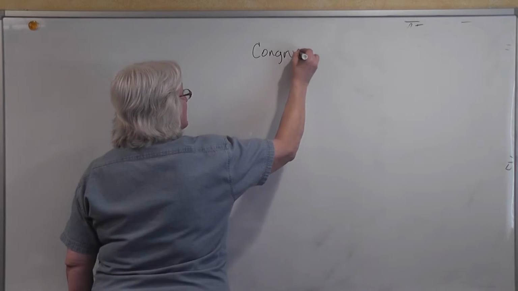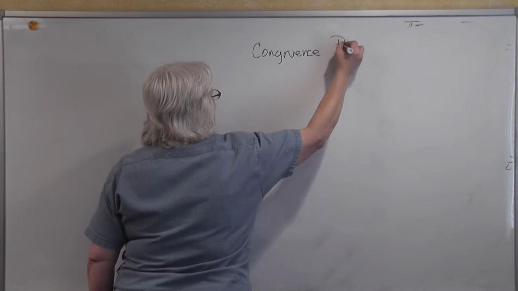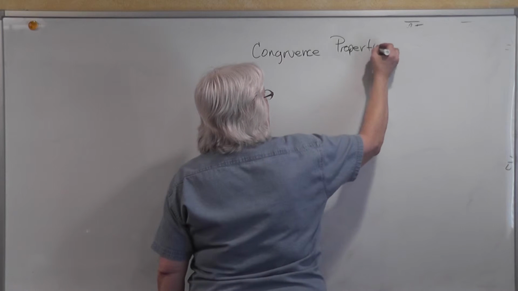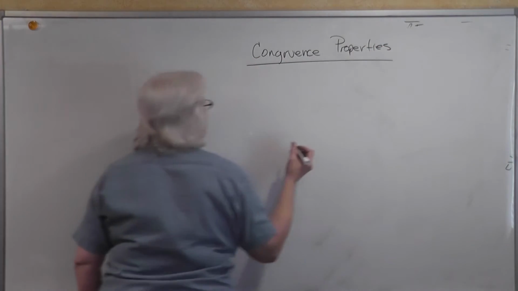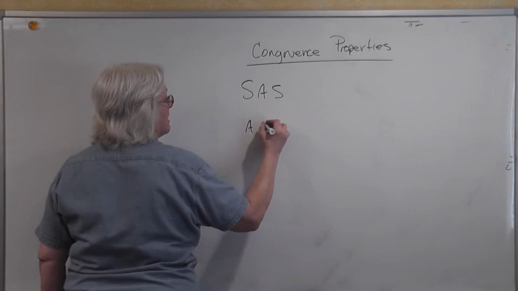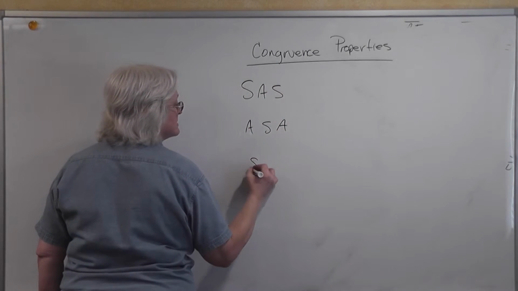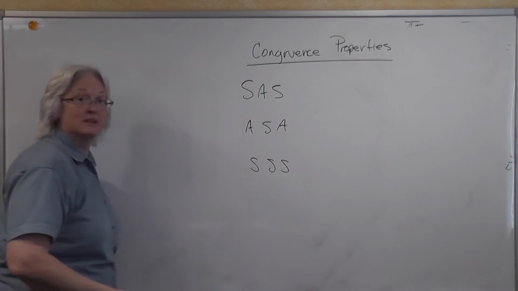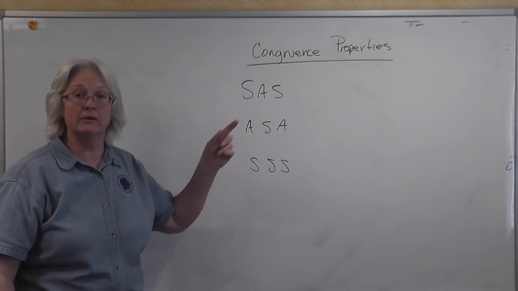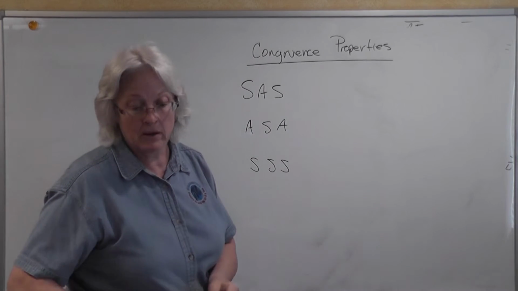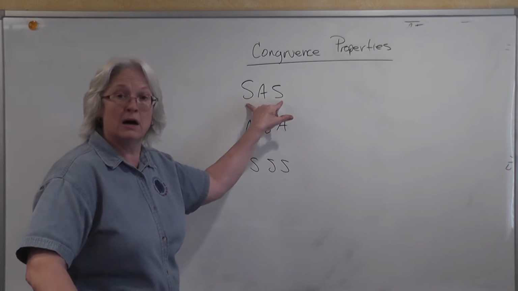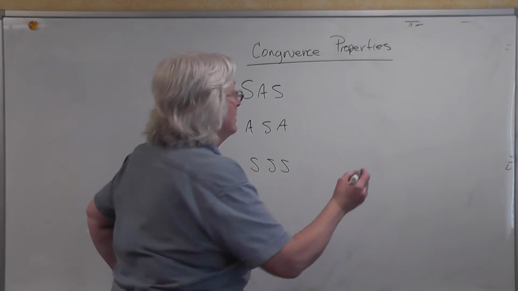And here's the shorthand for them. Congruence properties. This is how you determine if triangles have the same size and the same shape. Side, angle, side; angle, side, angle; side, side, side. A is angle, S is side. All right? What are we talking about when we have these? Side, angle, side is 2 sides and the included angle.